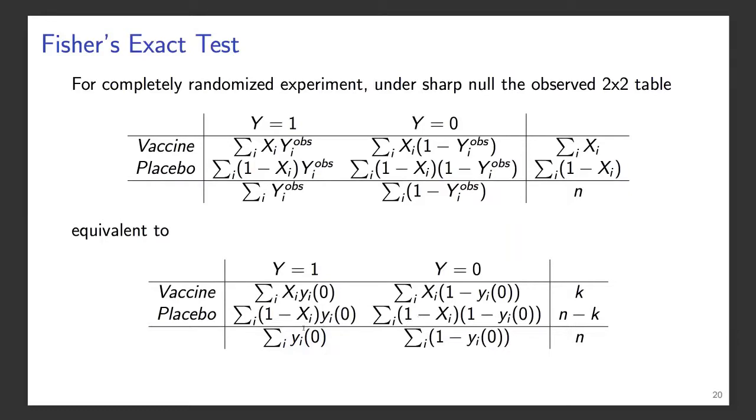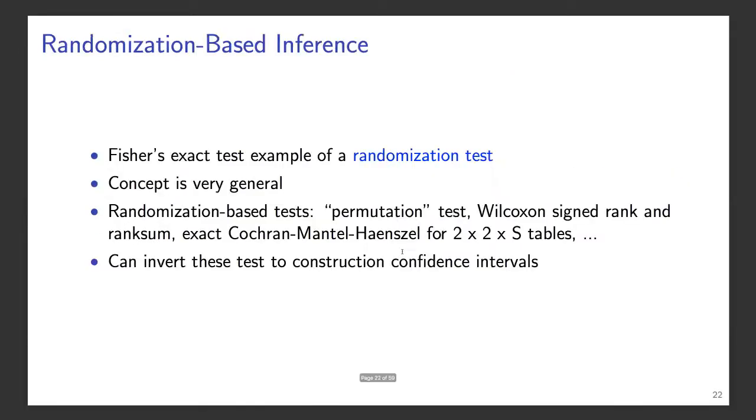Perhaps the first time you saw Fisher's exact test, it was a little puzzling why we conditioned on the row totals and the column totals. But if you frame this in terms of Fisher's sharp null hypothesis, then you see immediately why we would think of the column totals as fixed. This is an example of what more generally would be a randomization test.